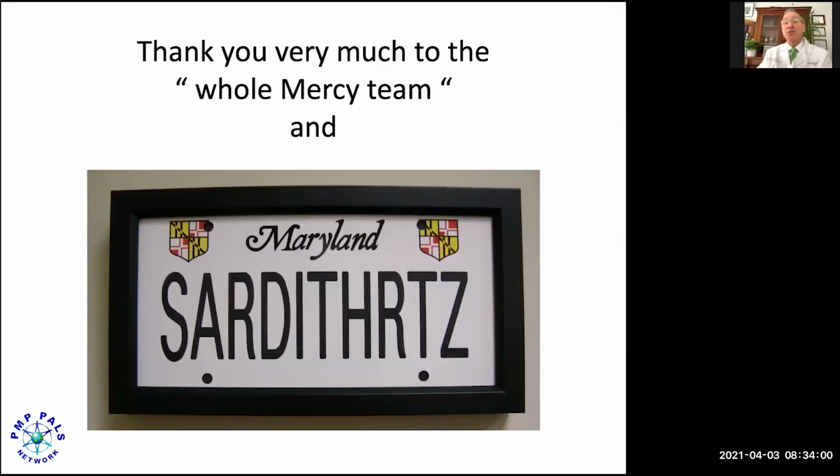Actually, this patient told me something that is interesting. He gave me this plaque. He said, Dr. Sardi, thank you very much, and to the whole Mercy team. And it says, Sardi, it hurts. So it was kind of fun. Yes, this is from one of you who had this operation. It is a painful operation, but it changed people's lives and cured many people as well.